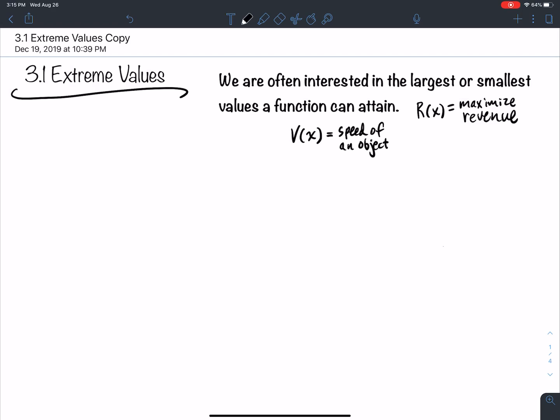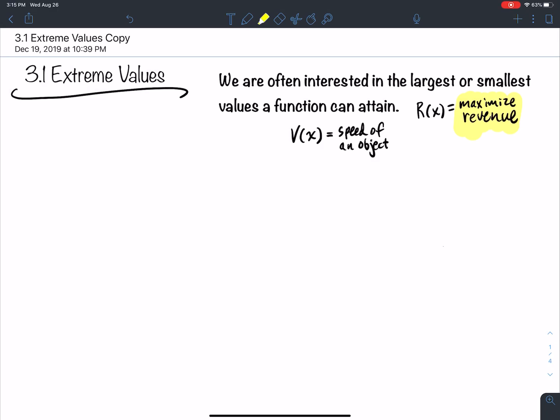Also, you might want to be able to maximize your revenue. You're running a business. You want to figure out, okay, how in the world do I maximize my revenue? Well, usually revenue is the price of the item times how many items there are, right? So just make as many items as you can and sell as many as you can. You maximize your revenue, right?